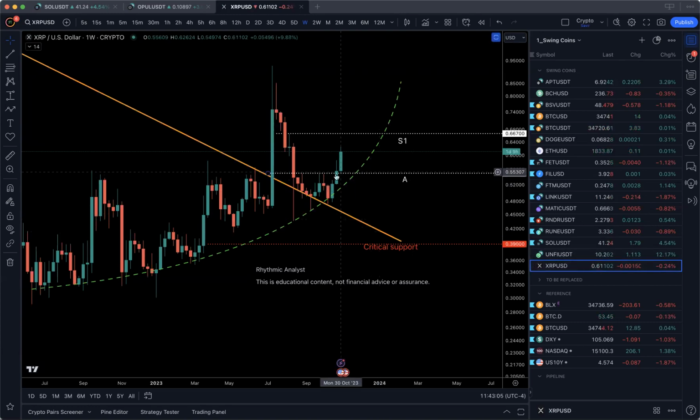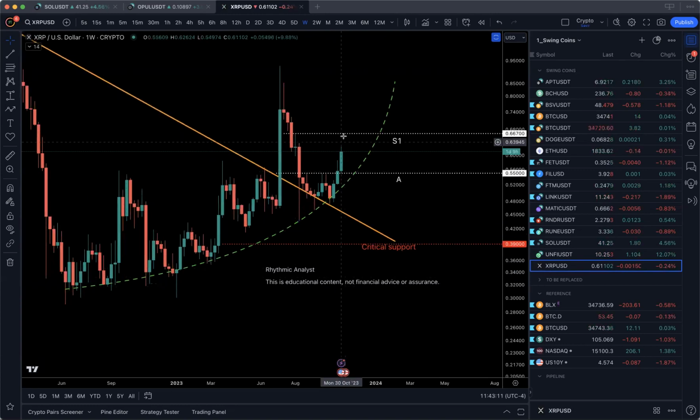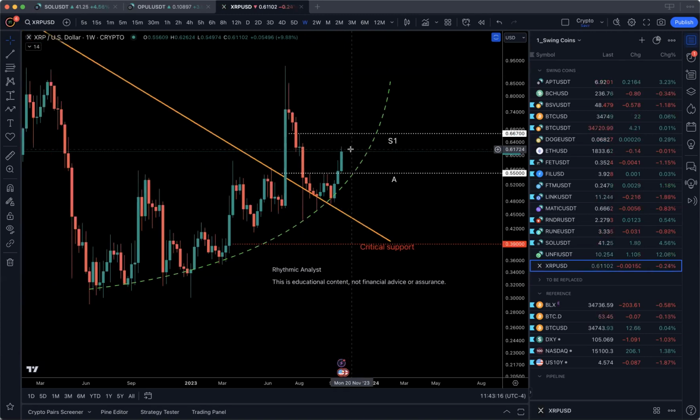XRP. Finally, a clap. Nice. Okay, so it's progressing. See, the progress is very different.